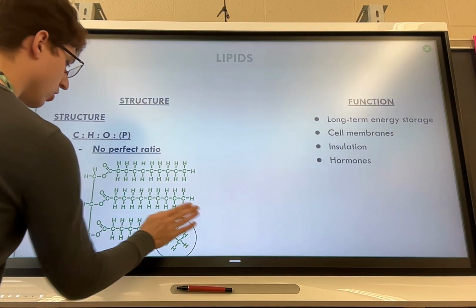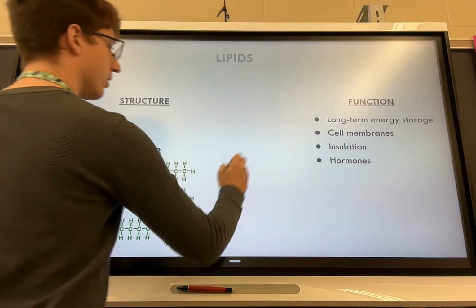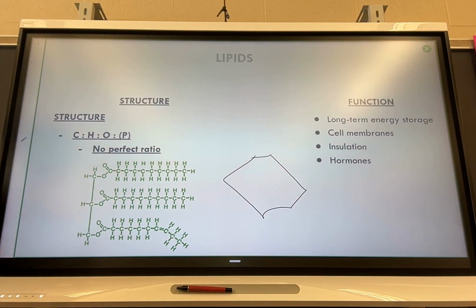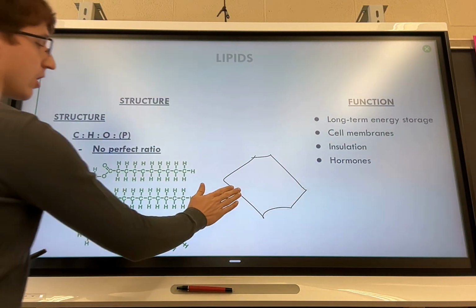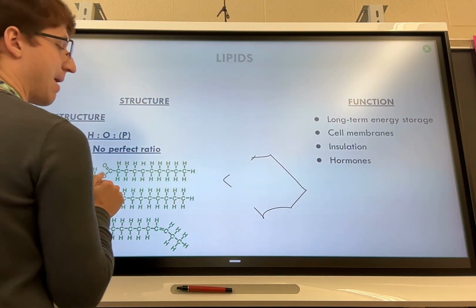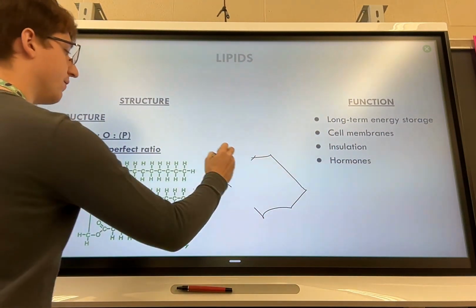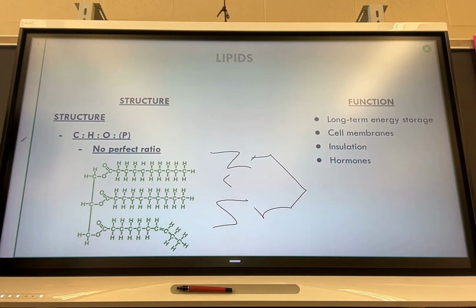And these are going to be long-term energy because of how they break down. So in our carbohydrates, we had a ring shape. We typically see rings for carbohydrates. These are really easy to break apart because all you have to do is snap a bond between a carbon to get the energy out. All of the energy is going to be stored within those bonds.